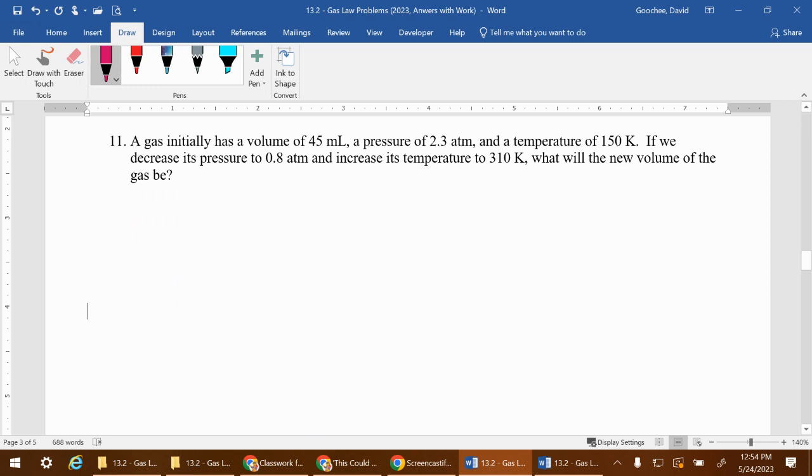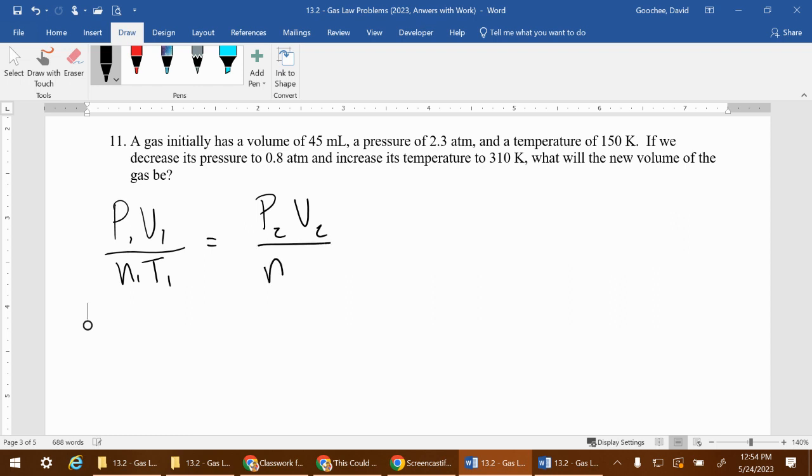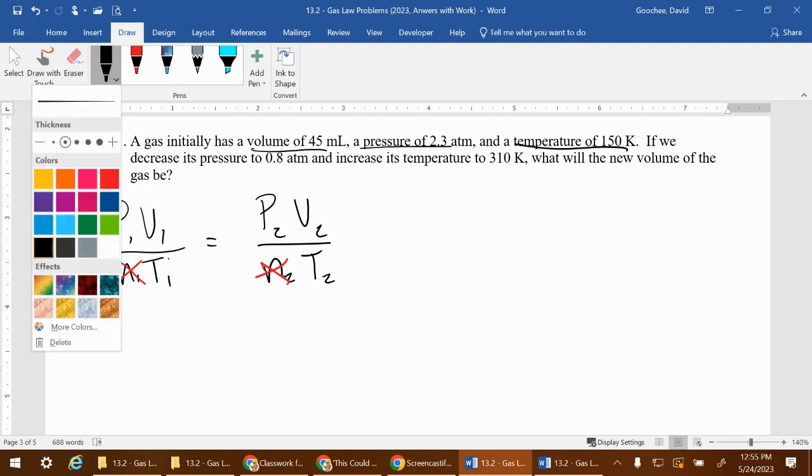This is a more complex problem than you've done before. All right, but we're going to start the same way. P1 V1 over N1 T1 equals P2 V2 over N2 T2. So let's figure out. We have volume mentioned. We have pressure mentioned. And we've got temperature mentioned. But we do not have moles mentioned. So we are keeping three variables behind here, and we are just crossing out the number of moles. All right, so let's get to it.